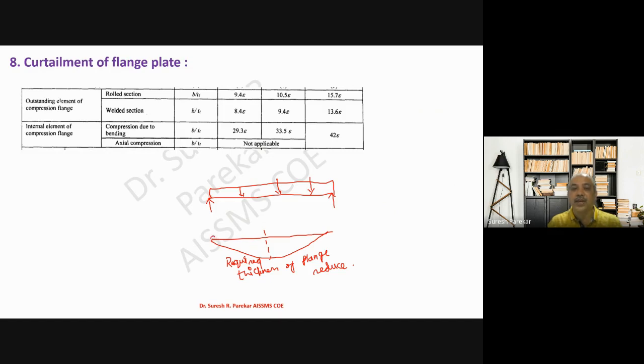Now you may say that here the value is 0, so we need not require it, but we have to check the outstand of the element, and this outstand should satisfy minimum values, for web and for flange. For flange we have to follow this, that is for welded section b by tf 8.4, 9.4, 13.6. So we have this value for plastic, compact and semi-compact. This criterion should be satisfied, and accordingly we have to reduce the thickness. And why reduction? Because bending moment reduces, so the requirement of flange thickness also reduces.